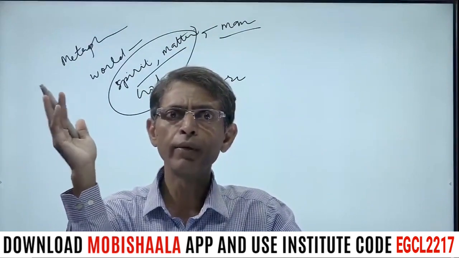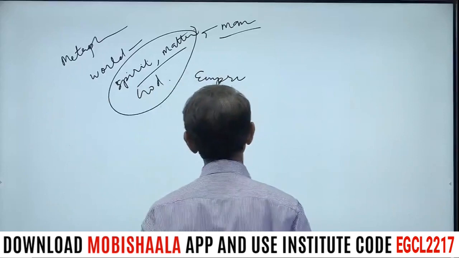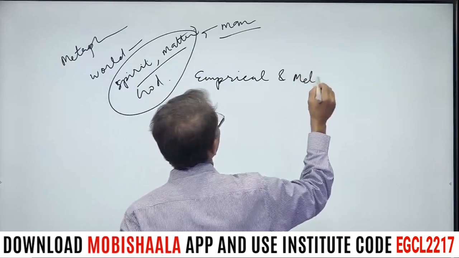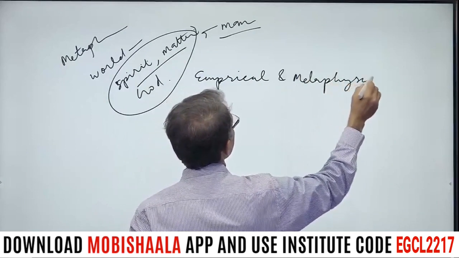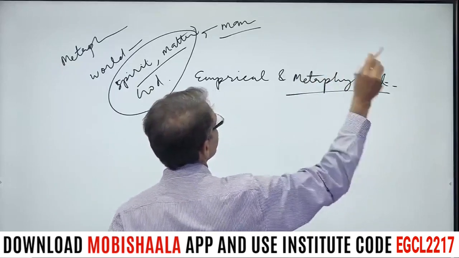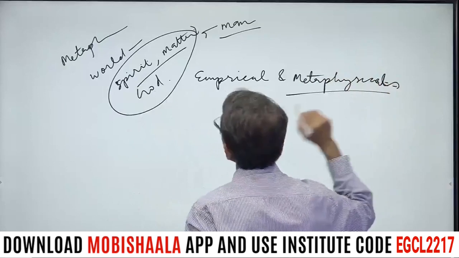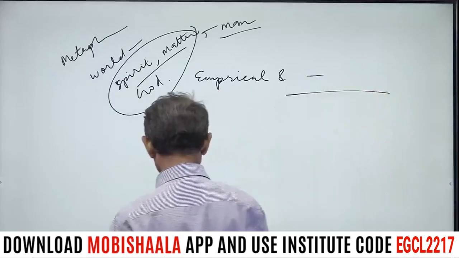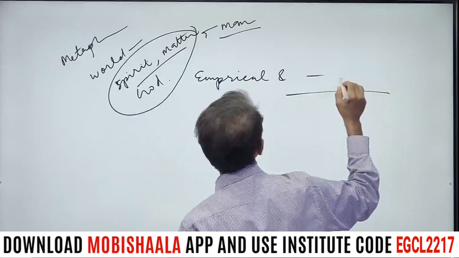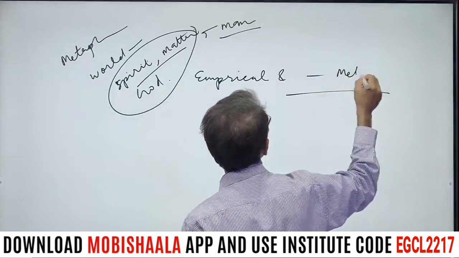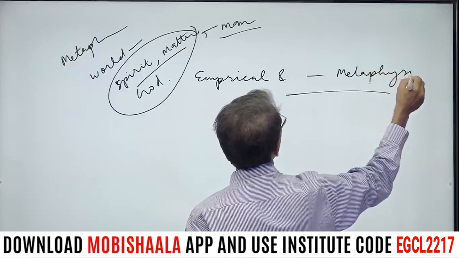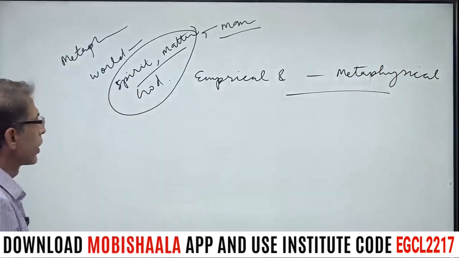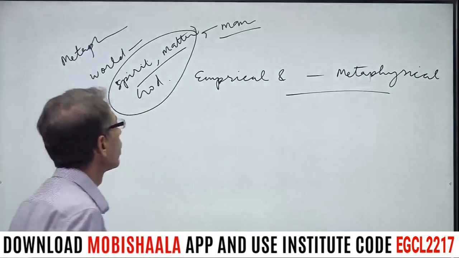So, it lies in between both of them, and that is why its method is empirical as well as metaphysical. Why metaphysical? Because it takes some assumptions from metaphysics. Empirical as well as, you can say, transcendental or metaphysical, no problem. Okay. So, the method is empirical as well as transcendental. Better to say, I would like to call it transcendental.